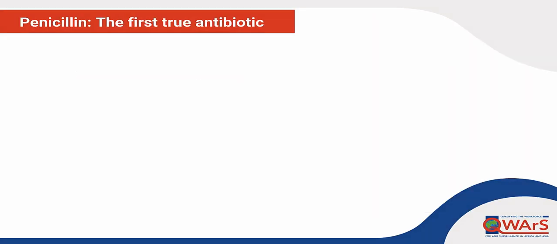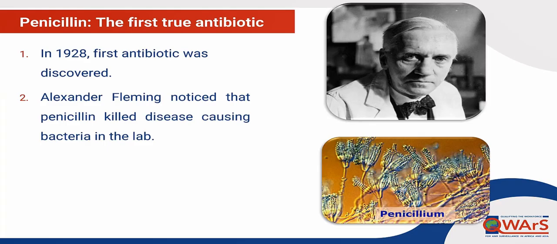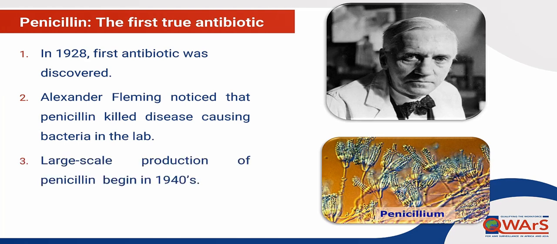In 1928, the first true antibiotic was discovered accidentally. Alexander Fleming noticed that penicillin produced by the fungus Penicillium killed disease causing bacteria in the lab. However, only in the 1940s did large scale production of penicillin begin. Since then, many other antibiotics have been identified and developed.